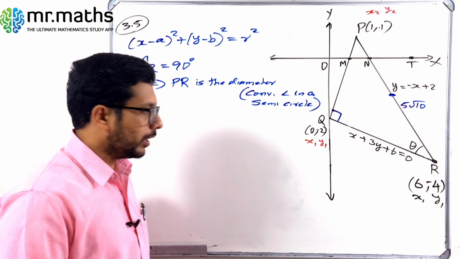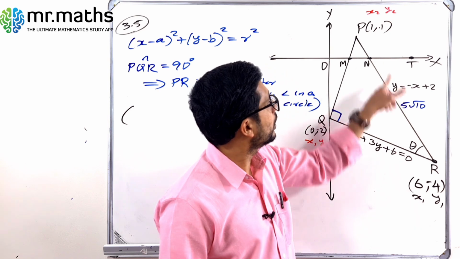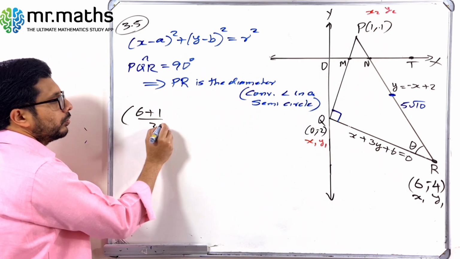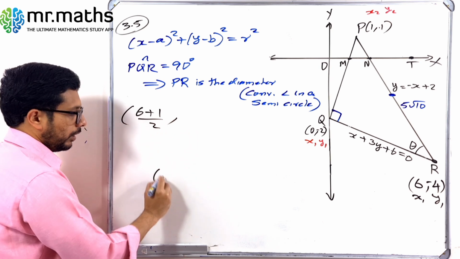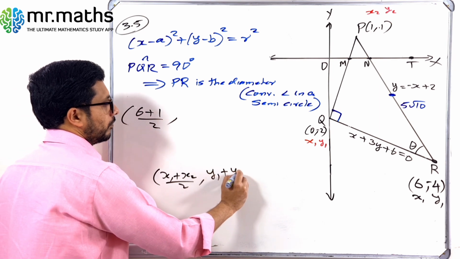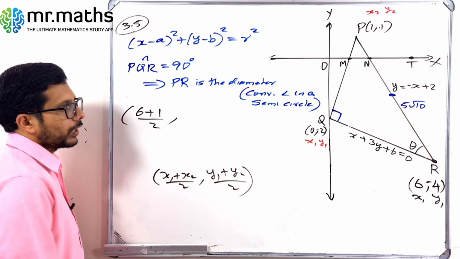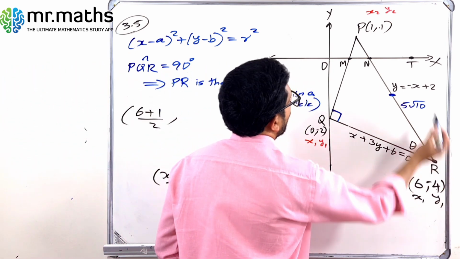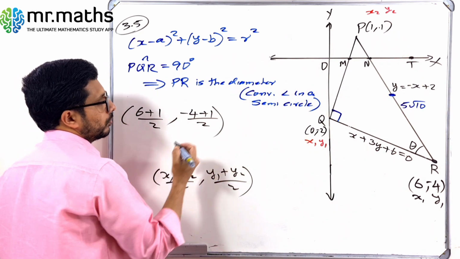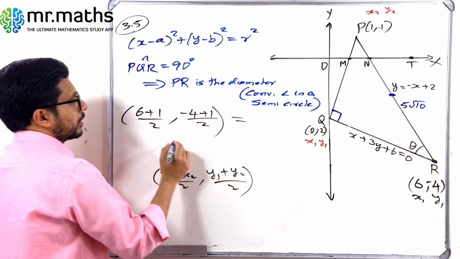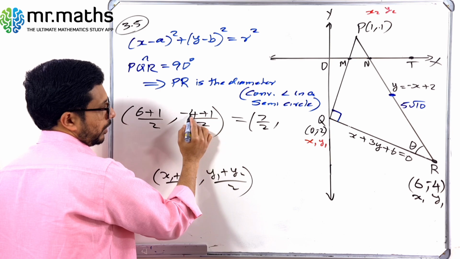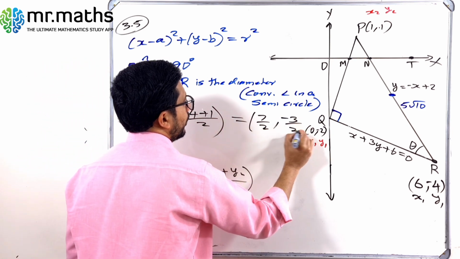The midpoint formula is x1 plus x2 divided by 2, y1 plus y2 divided by 2. I hope you know the midpoint formula. Then, 6 plus 1 divided by 2, and y is minus 4 plus 1 divided by 2. So what is the answer here? 6 plus 1 is 7, so it is 7 over 2, and minus 4 plus 1 is minus 3, so minus 3 over 2.